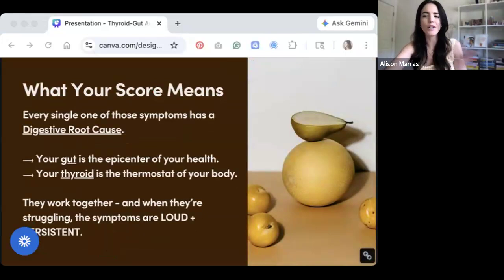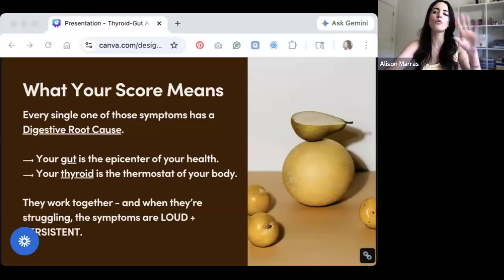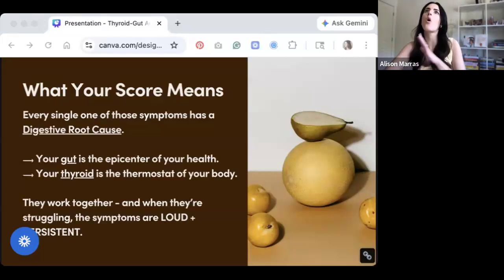Your gut is the epicenter of your health, right? Hippocrates said hundreds and hundreds of years ago, all disease begins in the gut. And the gut is connected to every body system. Then your thyroid is the thermostat of your body. Your thyroid runs so much: heart rate, metabolism, digestion, hormones. This is why symptoms feel all over the map. So the thyroid and gut work together. And when that connection is struggling, the symptoms are loud and persistent, and they really have a domino effect across the body.